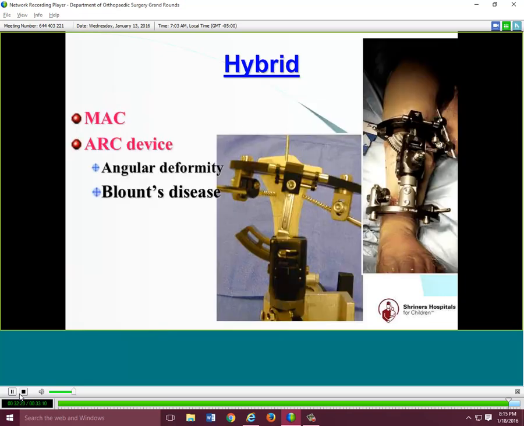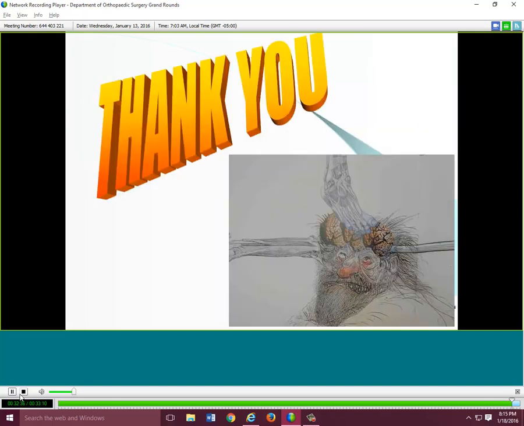Another hybrid type is the MAC external fixator, which Dr. Davidson over at CHOP created, and we use a lot over at the Shriners also. And this is a very good way of helping us to correct, for example, Blount's disease. It's a nice, easy one for Blount's disease.